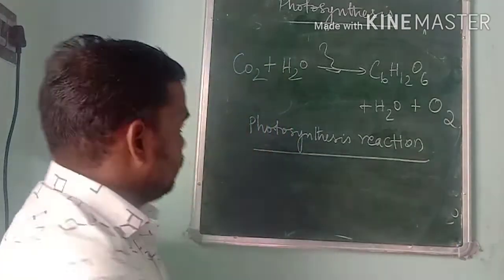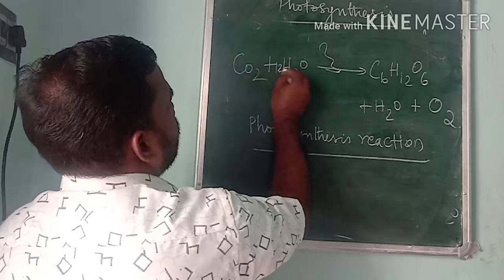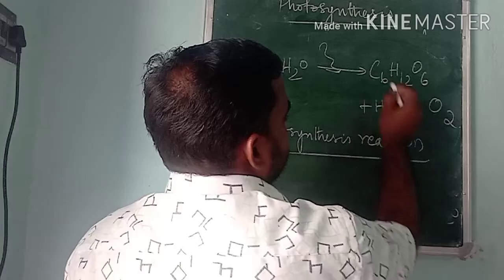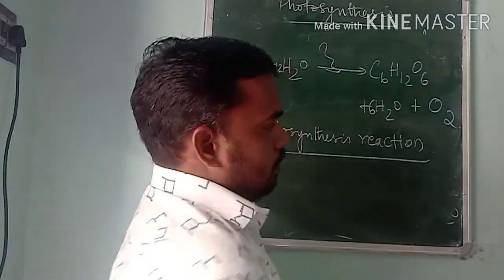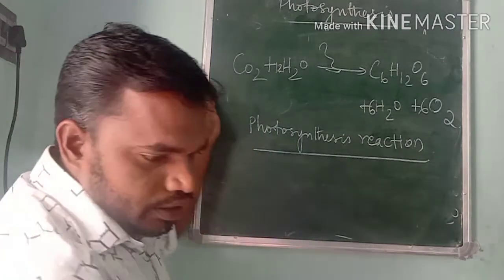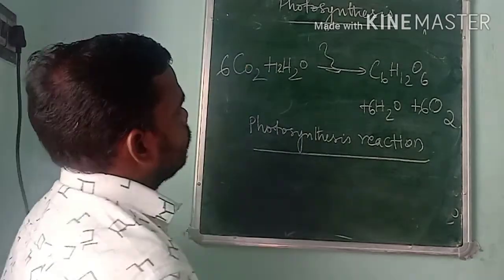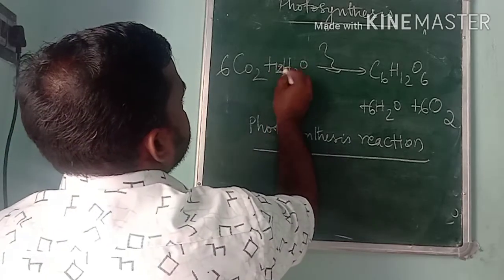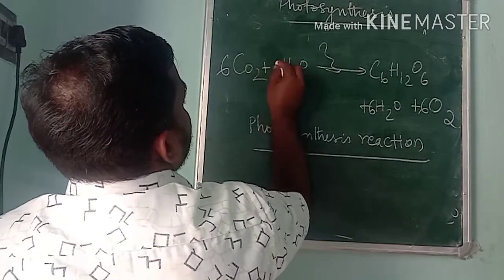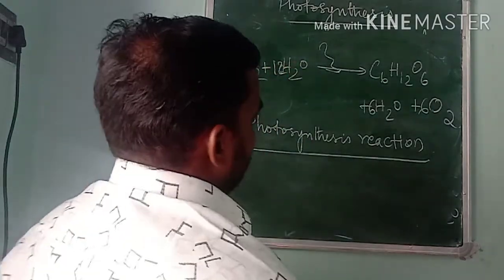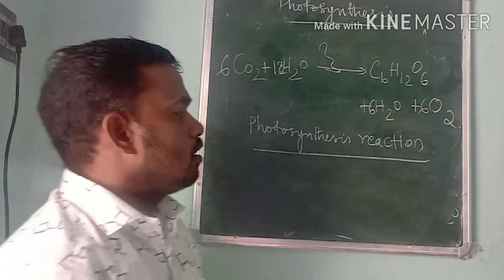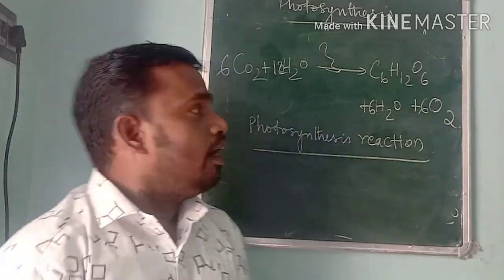Here the equation is not balanced. We add 12 here, and here we add 6. And this one we will have 6. So now the equation is balanced: 6CO2 plus 12H2O gives the glucose molecule, C6H12O6, along with water molecules and oxygen.